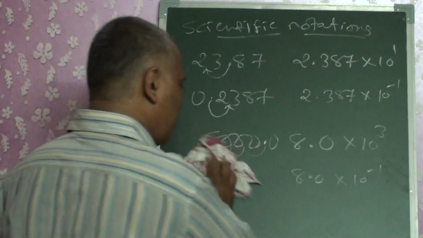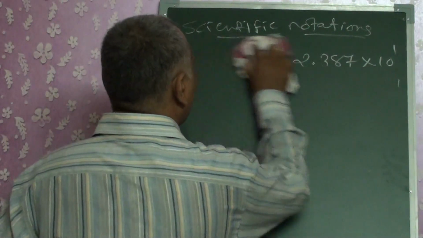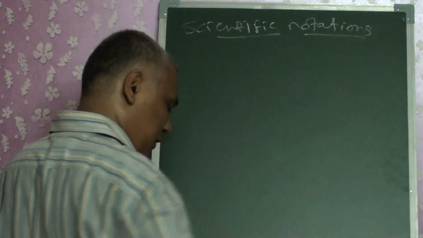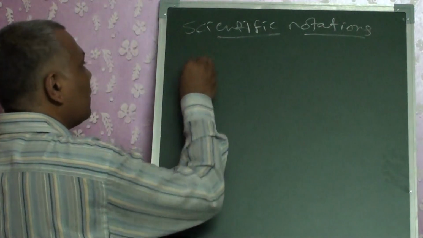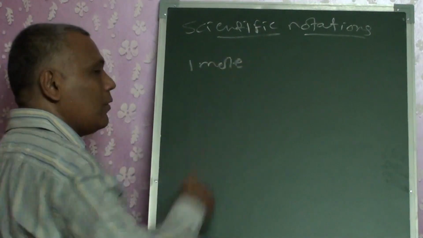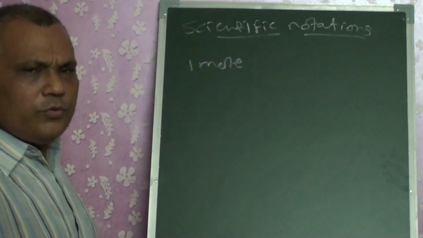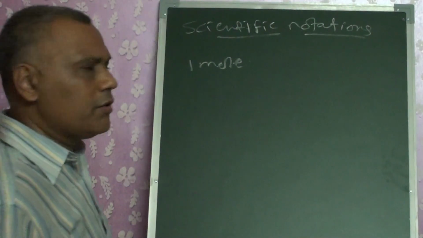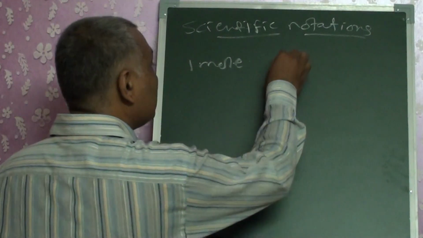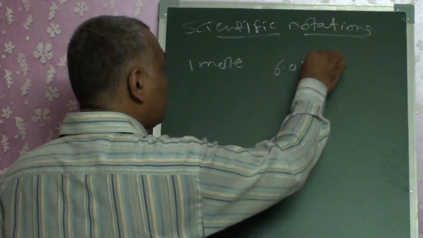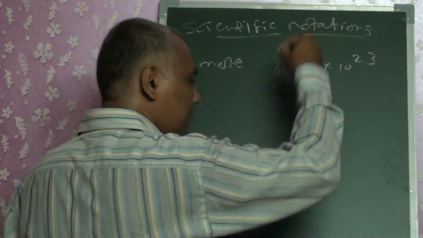Now why was this notation carried out? One good example is there for us, that is 1 mole. 1 mole has how many units? You know it, in the lower standard you have studied it. You have it as 6.022 into 10 raised to 23.